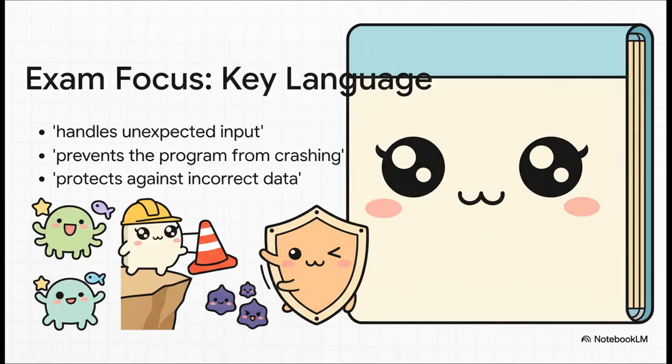When you're writing about robustness in your exam, using the right language is absolutely key. Instead of saying something vague like, "it makes the program work better," you need to be specific. Use phrases like, "it handles unexpected input," or "it prevents the program from crashing," or "it protects against incorrect data." Using this kind of precise language shows the examiner you really know what you're talking about.